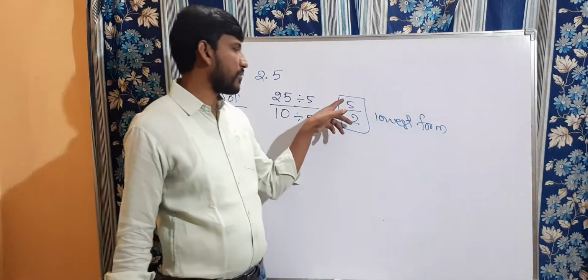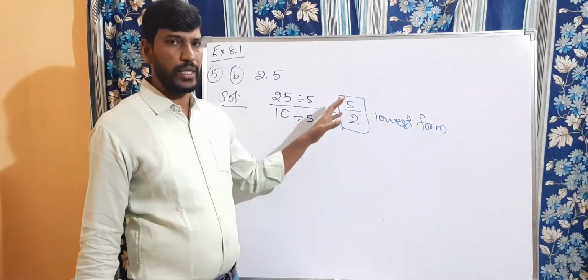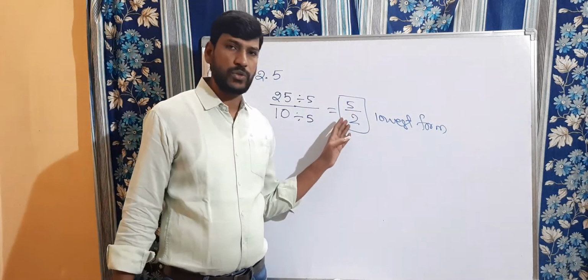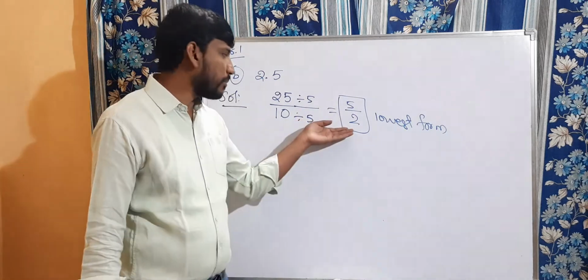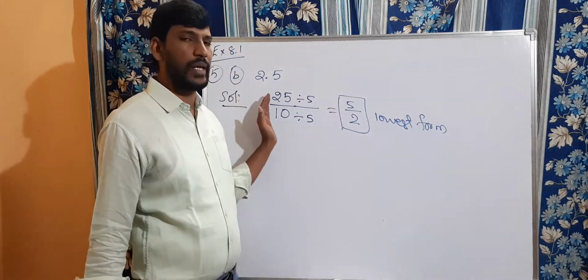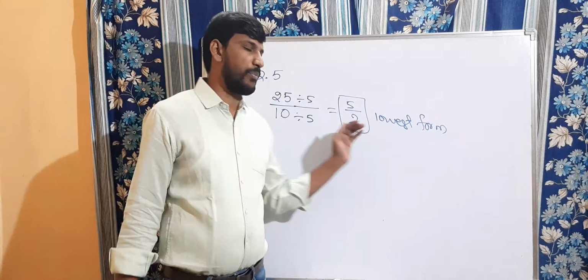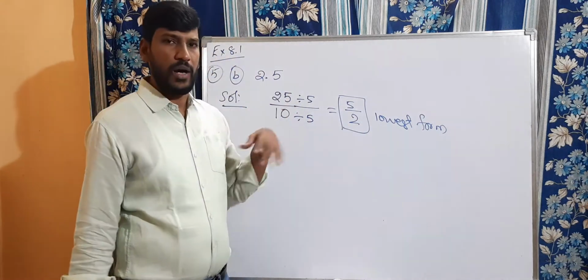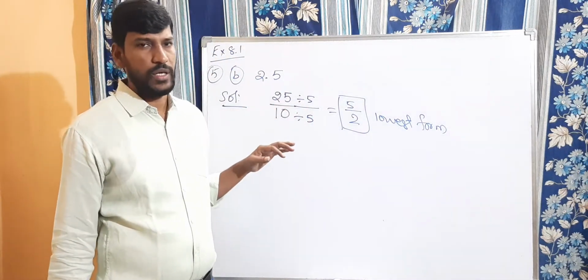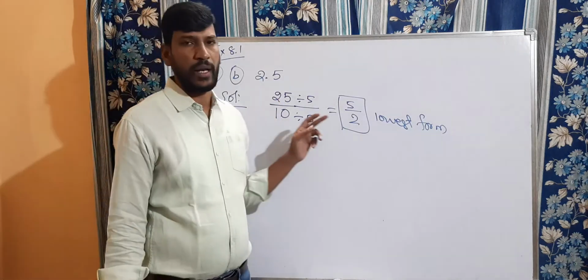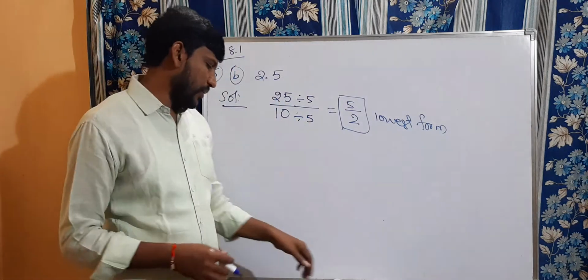These two numbers go in only one table. No other table we can use to cancel these two. Only one table, so this is the lowest form. Whatever fraction we get, we should convert into lowest form by using division or cancellation. 5 5s are 25, 5 2s are 10. So that is the fifth question.